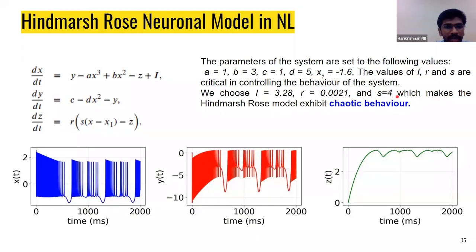Then we took x(t), the membrane potential, as a trajectory. Instead of the trajectory of the GLS map, we took the normalized x(t) as a trajectory.